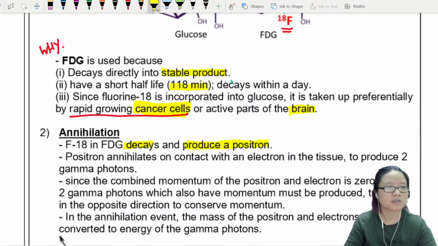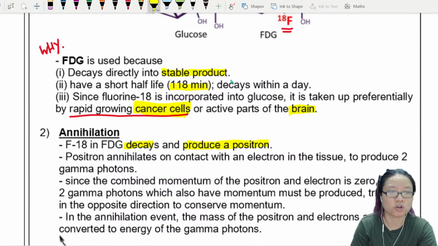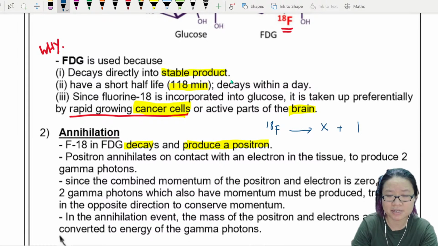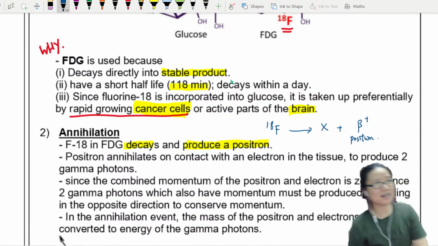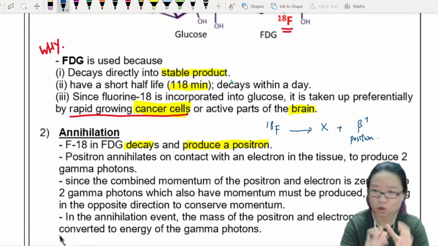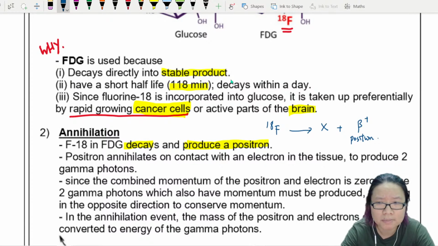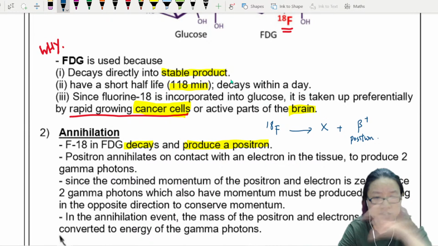So a positron annihilates on contact with an electron. Just imagine there's a reaction in this 18F. Whatever the reaction is, it has a nucleus plus a beta plus particle, or positron. This positron cannot exist. Nature will not allow it to exist for long, because there are many, many electrons in your body.